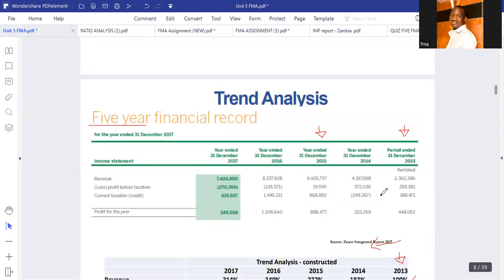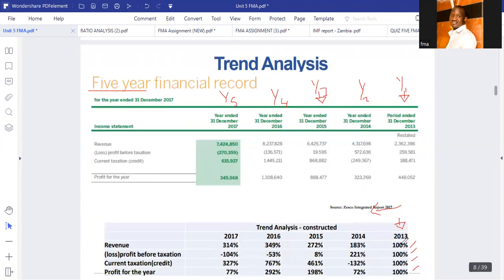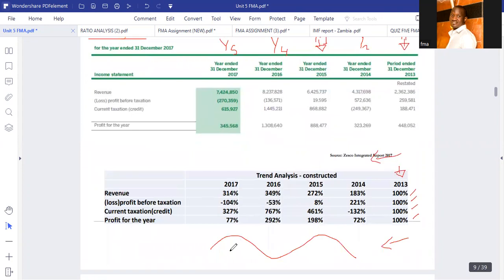So in this trend here, we have values of revenues, taxes, and the profits. So we're just going to divide our year one into each of these years. Year two, year three, year four, year five, and so on. So when you divide 2,362 over 2,362, it is 100%. 4,117 over 2,362, 183%. So this gives you a trend. A trend is simply a pattern.